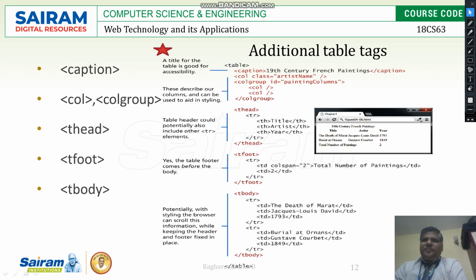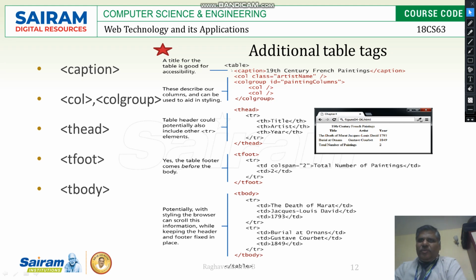Here is some additional information about the tags. Caption we have already seen, column we have seen, column group is there, T header, T footer, T body. All these things come under the HTML5 format. So what is the advantage of these things actually?